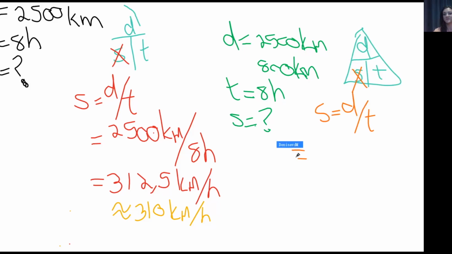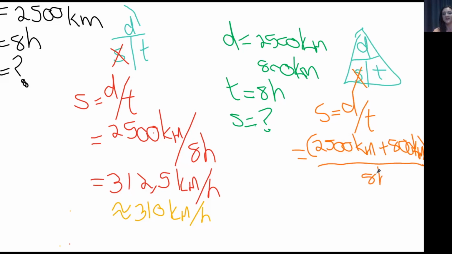But this is where it will be different. So for this distance, we don't have only one distance. We have to add the 2,500 kilometers with the 800 kilometers, right? And then we divide it only by 8 hours. So how much will this give you? This gives you a final answer of 412.5 kilometers per hour.